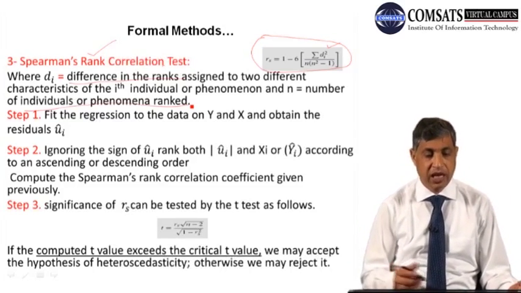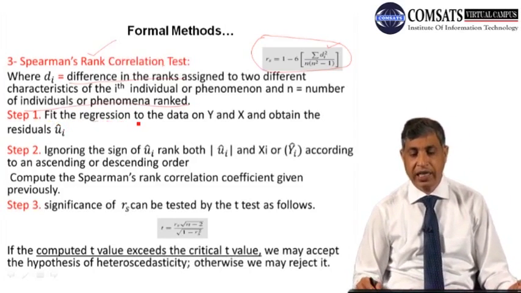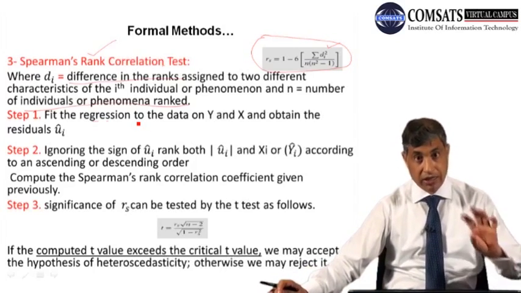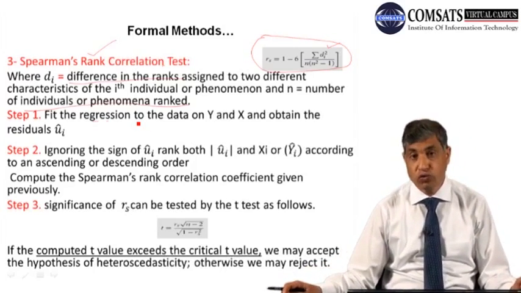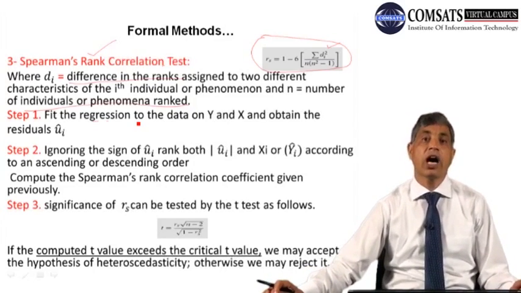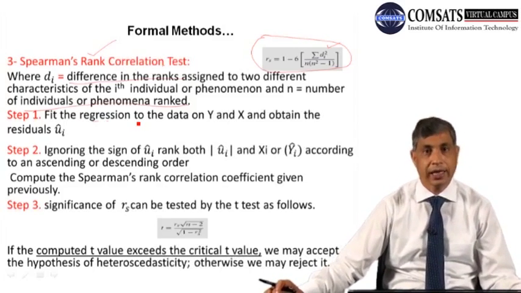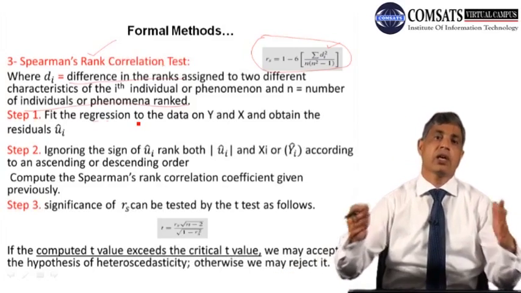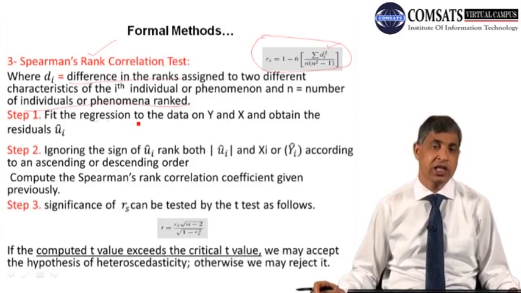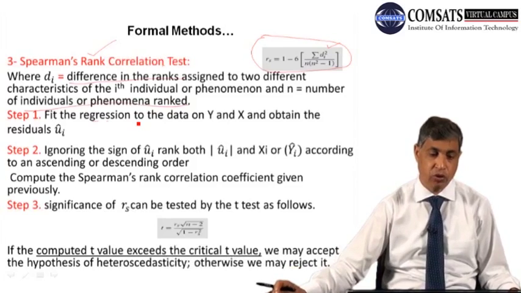The first step is to fit the regression on the data of y and x and obtain the residual u_i hat. Now I will be writing the data because I have to show how you would rank this. So first of all, I will write supposed hypothetical data. When it comes to the totals or the calculation, I will leave it up to you because these are very simple calculations, and to save time I will ignore them and put it on your shoulder.